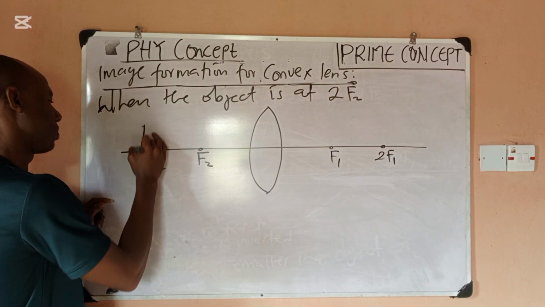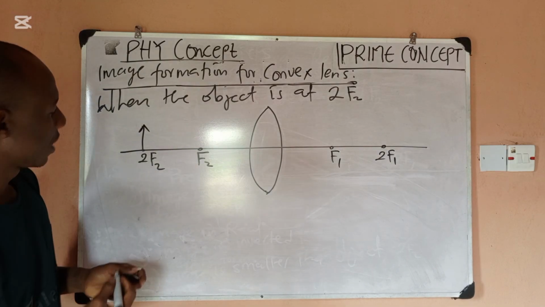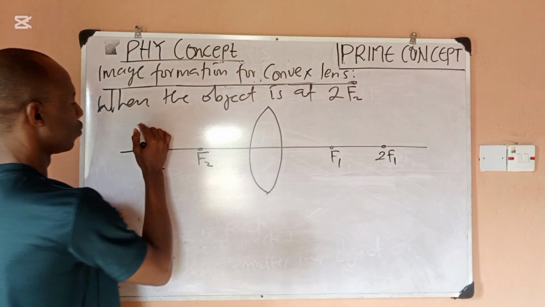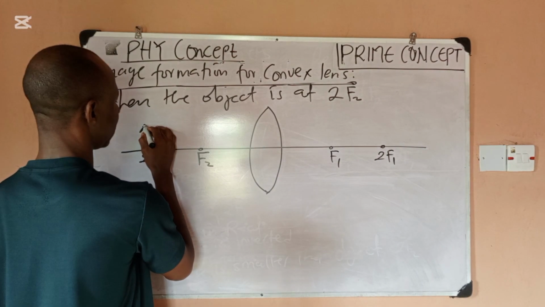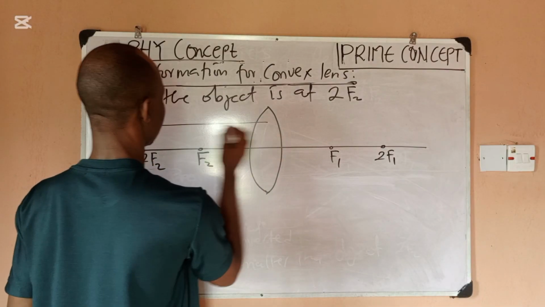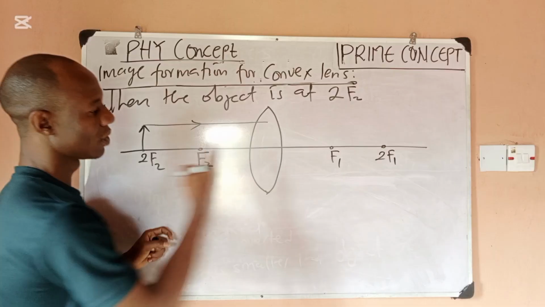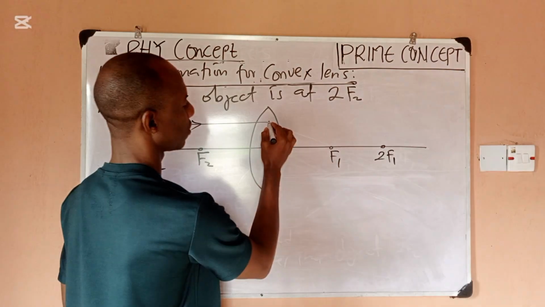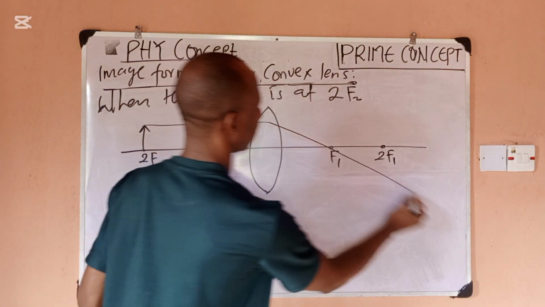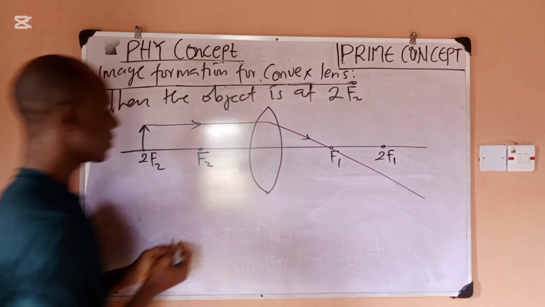So this is our object. Now, following the rules, I would have this parallel ray. When it hits the center of my lens, what would happen? It would refract through the focal point on the other side. So it will go this way, right?